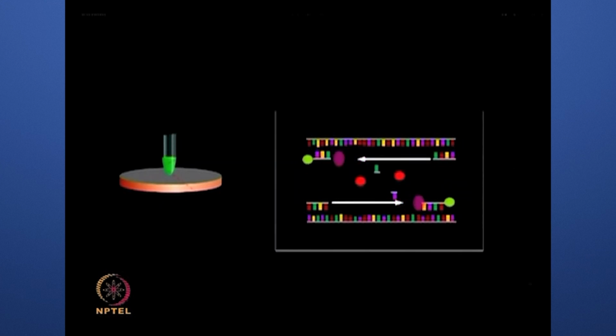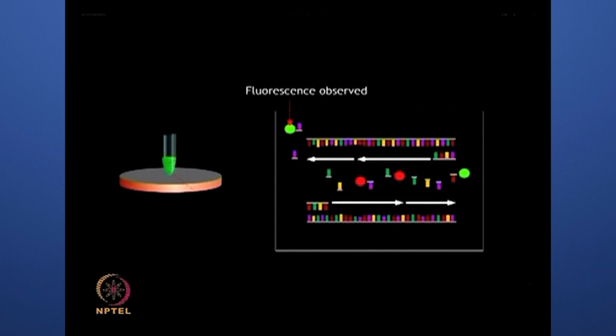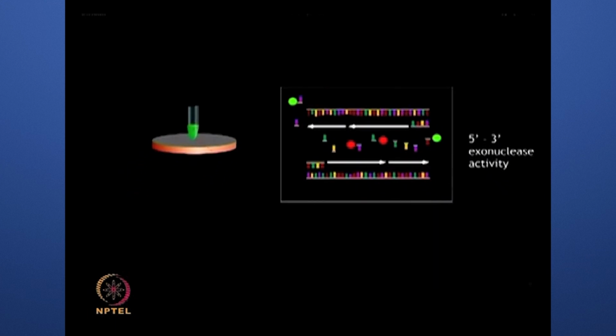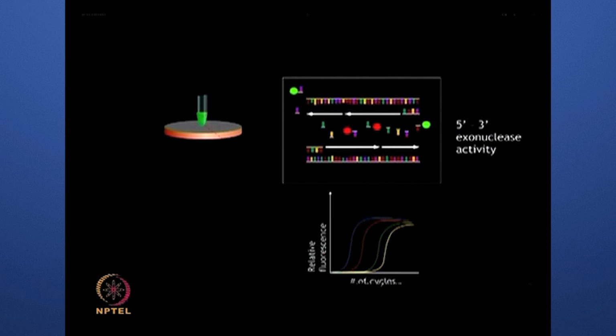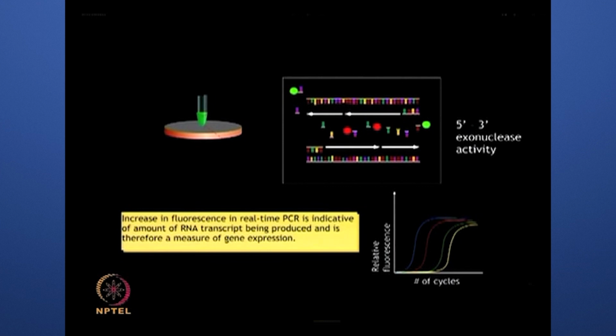The Taq polymerase continues to elongate the DNA strand based on the corresponding template DNA. When it reaches the bound probe molecule, the 5' to 3' exonuclease activity of Taq polymerase degrades the probe into its nucleotide fragments and continues to elongate the DNA strand. The released reporter dye thus gets separated from the quencher molecule during this process, and the fluorescence emitted can be detected by using a suitable detector. The increase in fluorescence in real-time PCR is directly indicative of the amount of nucleotide being synthesized and is therefore a useful tool to measure gene expression.